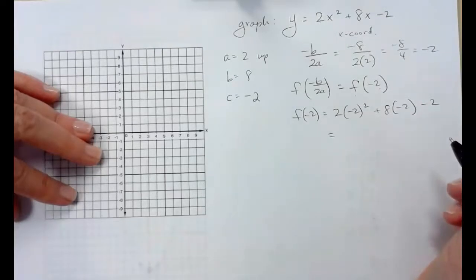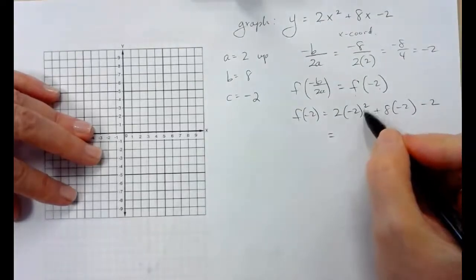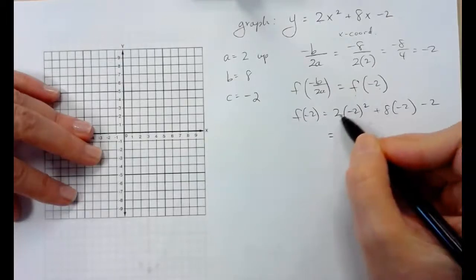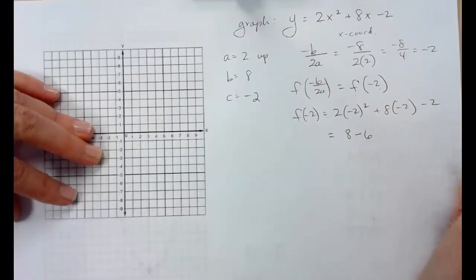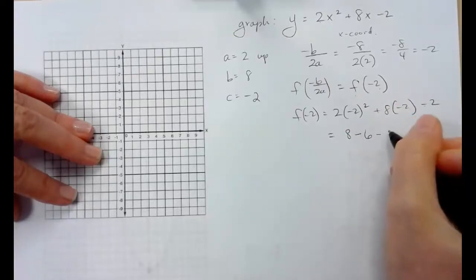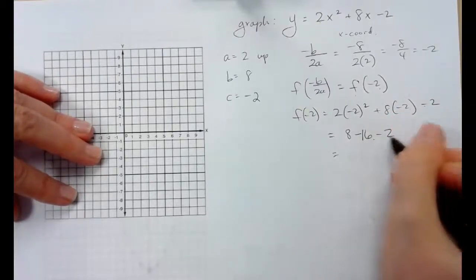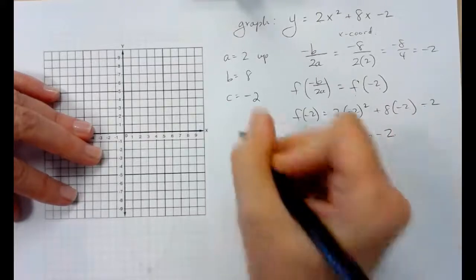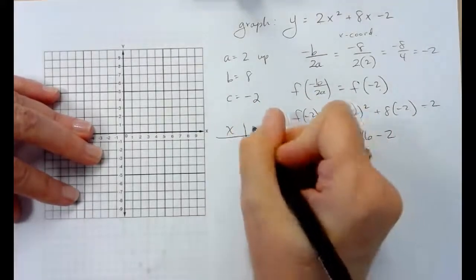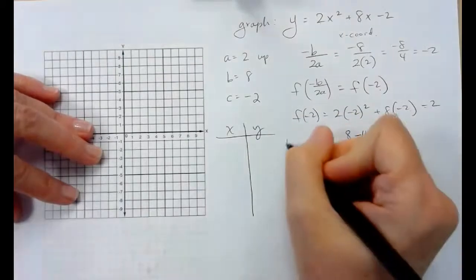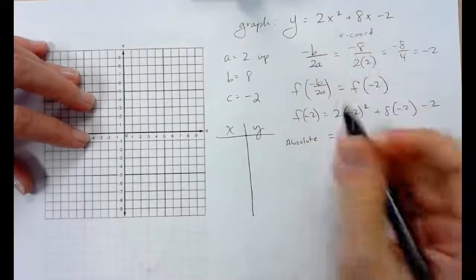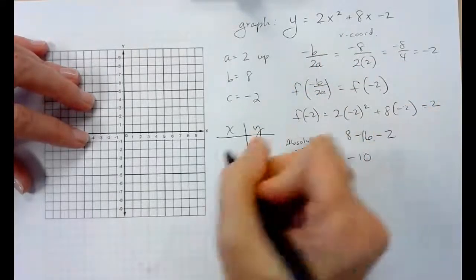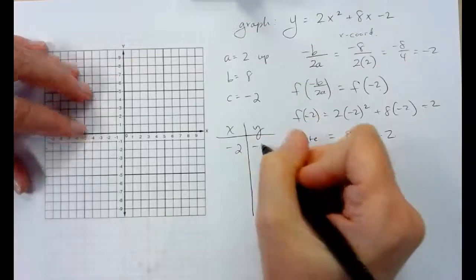Please follow order of operations. Exponents first. Negative 2 squared is 4. 4 times 2 is 8. 8 times negative 2 is negative 16. And minus 2. So 8 minus 16 is negative 8. Negative 8 minus 2 is negative 10. Our vertex, which will be our absolute minimum because this parabola is opening up, is going to be at negative 2, negative 10.